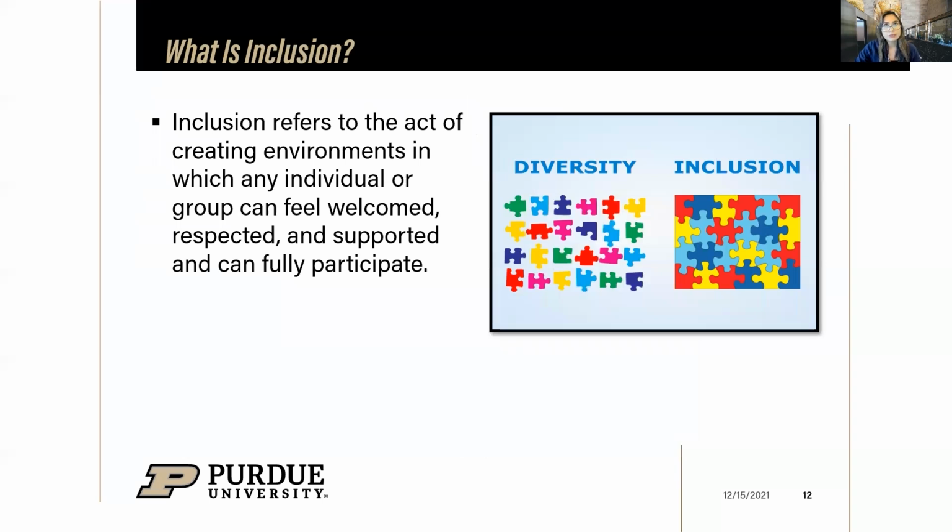Now, what does a diverse and equitable workforce environment need? It needs inclusion. Inclusion refers to the act of creating environments in which any individual or group can feel welcomed, respected, and supported, and can fully participate. Inclusion in healthcare means giving both employees and patients a voice to help provide or receive high-quality care, and encouraging the presence of a diverse healthcare staff in the treatment experiences of the patients.